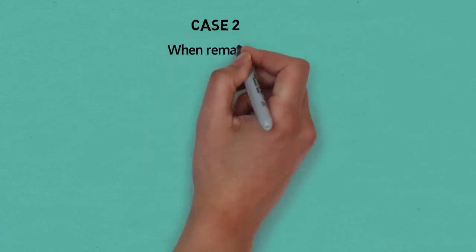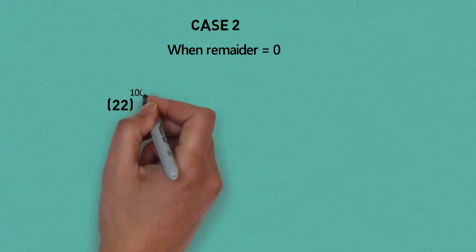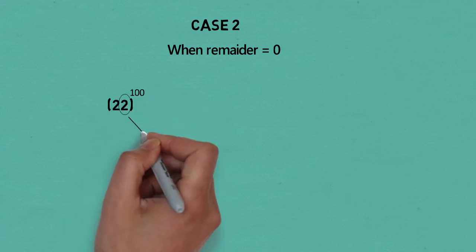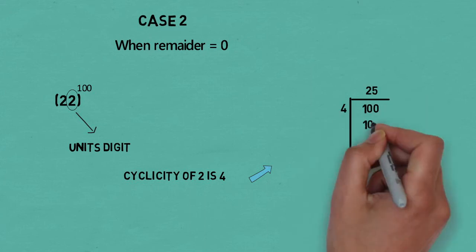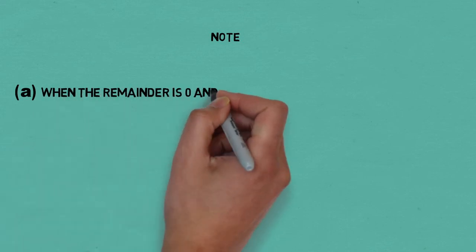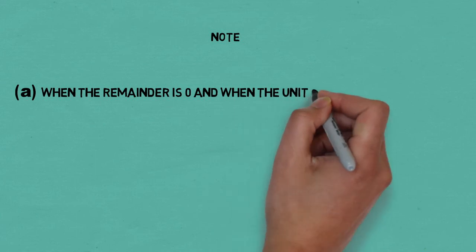Case 2: when the remainder equals 0. Take an example, 22 raised to 100. Here the cyclicity of 2 is 4, and dividing 100 by 4 we get the remainder to be 0. When the remainder is 0, there are two cases. A: when the remainder is 0 and the units digit in the question is 3, 7, 9, etc.